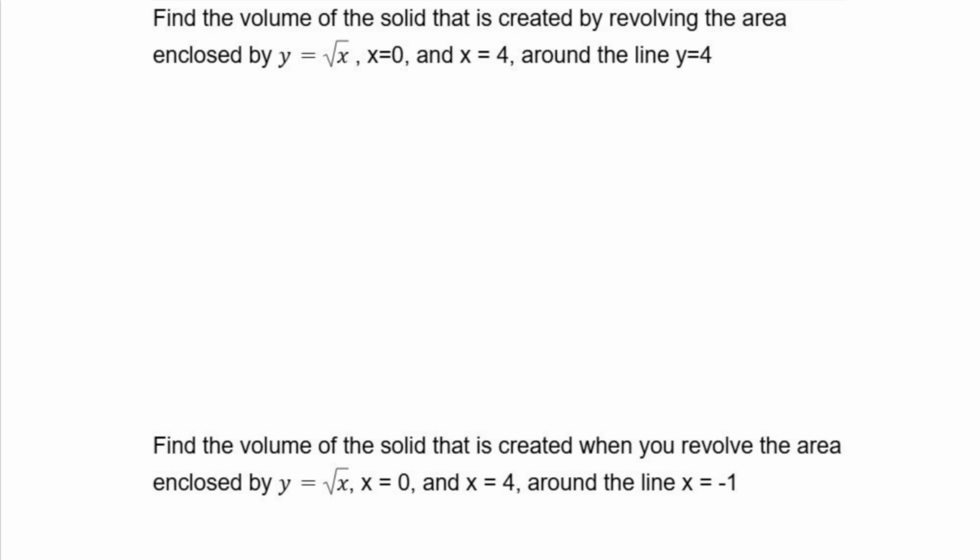Okay, so in this question, we're asked to find the volume of the solid that is created by revolving the area enclosed by y equals square root x, x equals 0, and x equals 4 around the line y equals 4. So let's draw this.